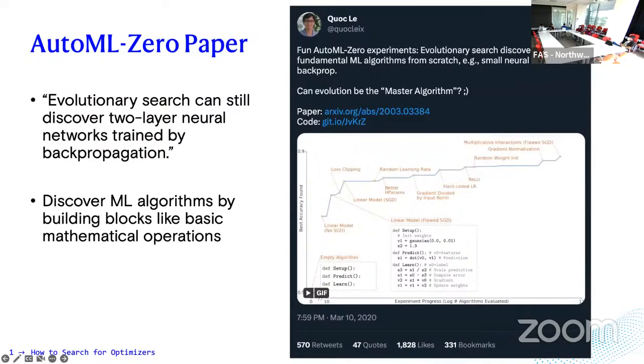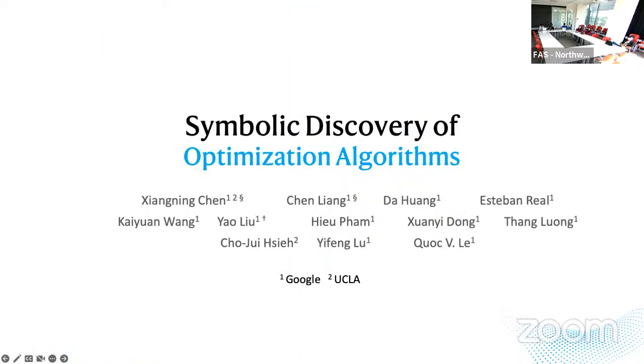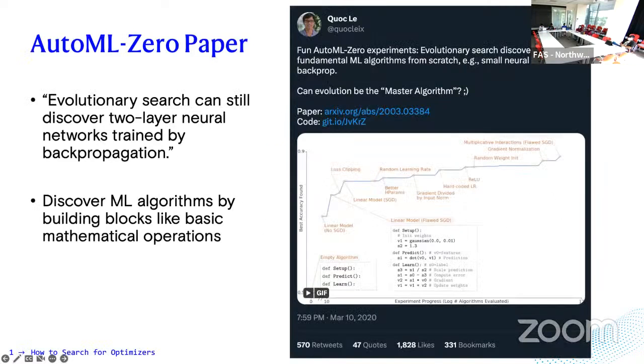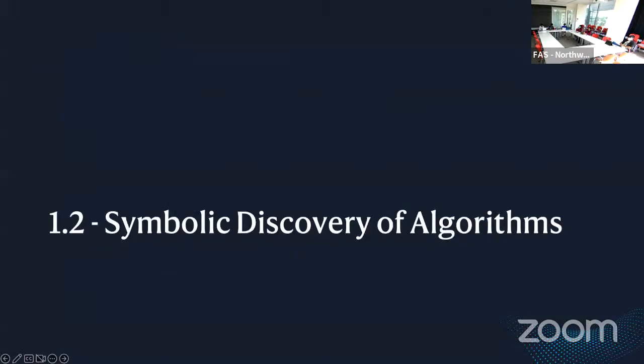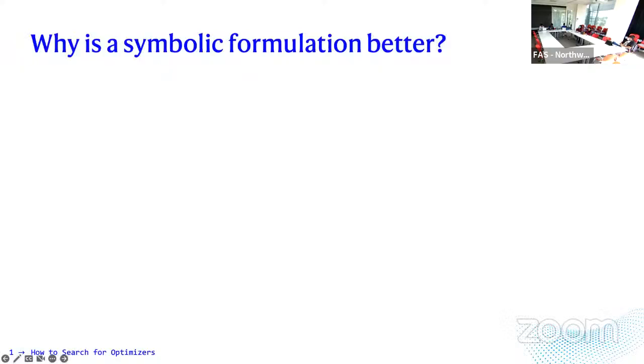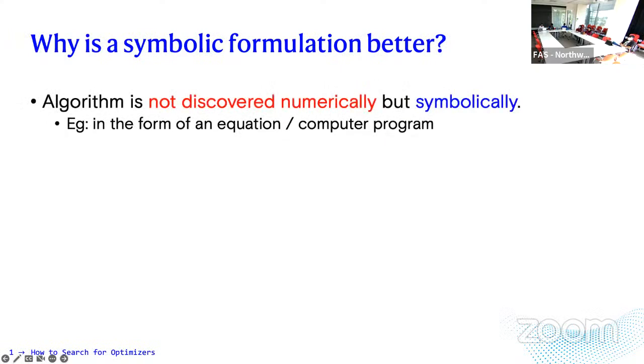I haven't gone much deep into this paper, but what they say is that through evolutionary search, they can discover a two-layer neural network trained by backpropagation. The paper we are discussing today uses concepts from the AutoML-Zero paper and focuses just on the optimization part, finding a new optimizer. Now I'll get into the details of how this can be done. The first thing is we need to formulate this algorithm in a symbolic manner.